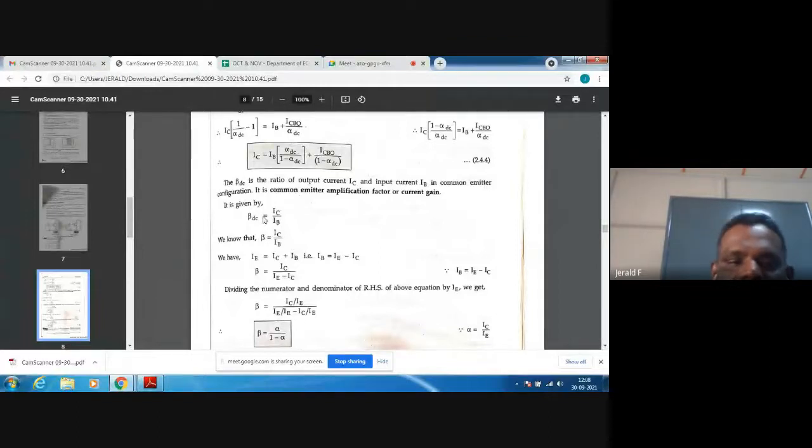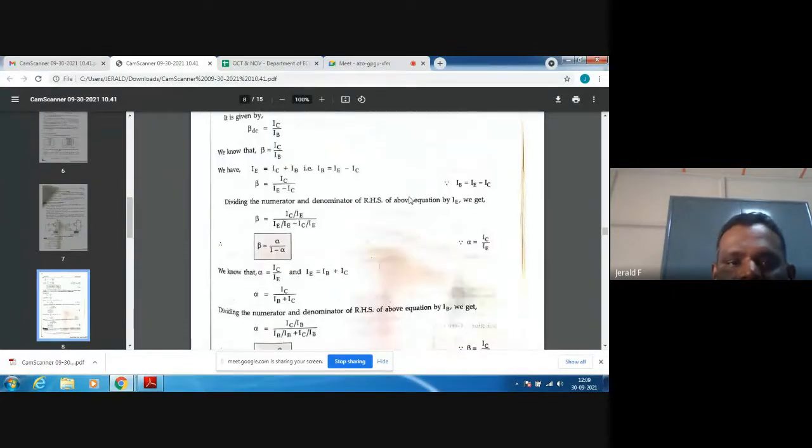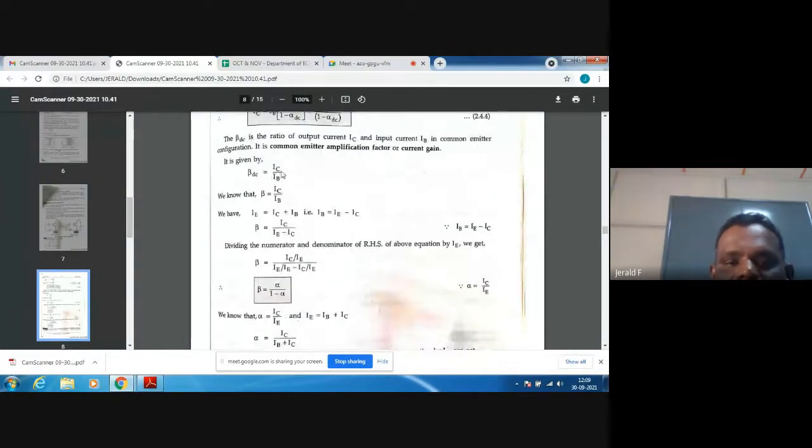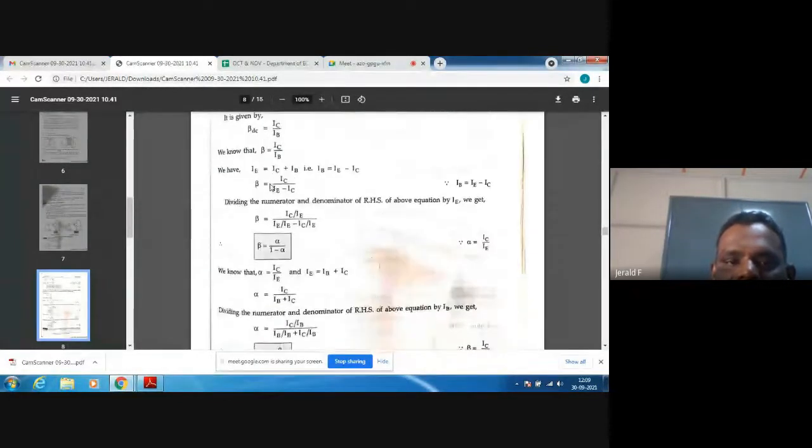So beta is here, this is the stability factor. What is this beta? Beta DC is the ratio of the output current IC to the input current IB in the common emitter configuration. The common emitter current gain is mainly used as the current amplification factor. This is the standard formula: beta DC is equal to IC divided by IB.